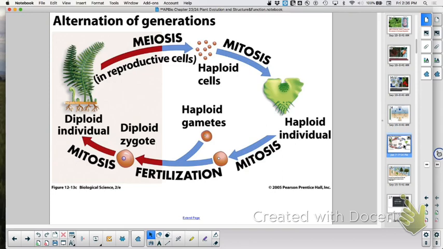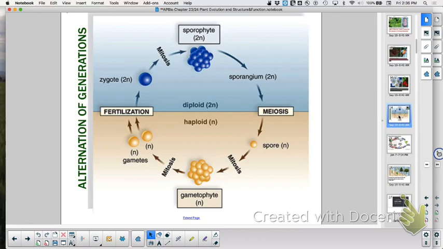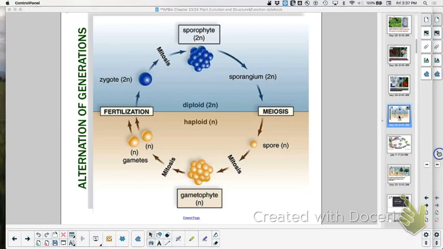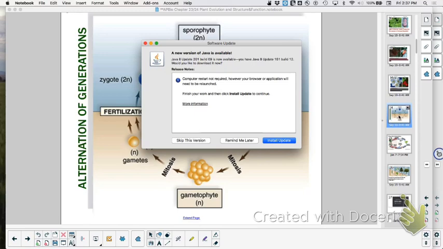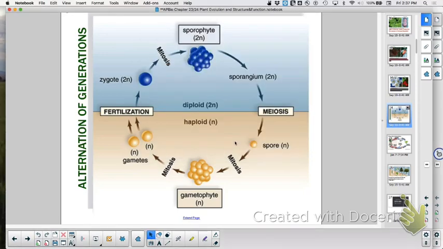Okay, let's review again. Sporophyte is the only thing that's diploid. Sporophyte always makes spores by meiosis. Then that spore grows up by mitosis into the gametophyte, which always makes gametes. The only thing that is diploid is the sporophyte. Sporophytes always make spores, gametophytes always make gametes. So the sporophyte is the only diploid tissue.